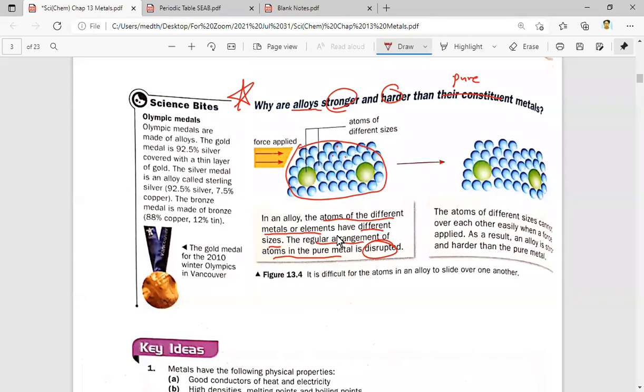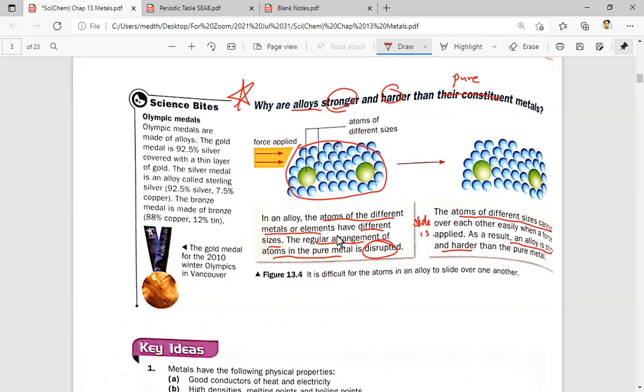So therefore, if I'm able to disrupt the regular arrangement with the introduction of atoms of different sizes, due to a different metal or different element, now the alloy is stronger and harder because the atoms of different sizes cannot slide over each other easily when a force is applied.